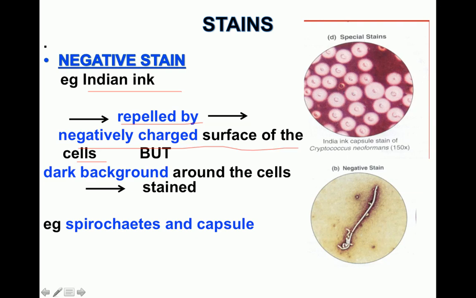The other example of this is where the negative stain is used to stain the spirochetes, which are curved bacteria, and we'll be discussing the spirochetes in detail as well. They are not picking up the stain, but the surrounding area becomes darker in color, as a result of which the organism becomes visible.